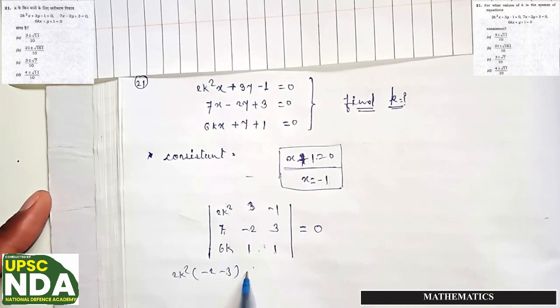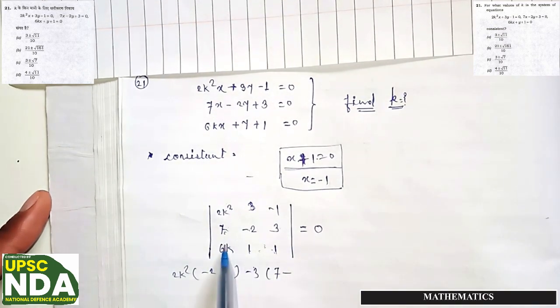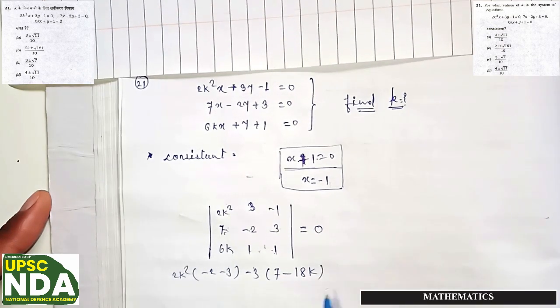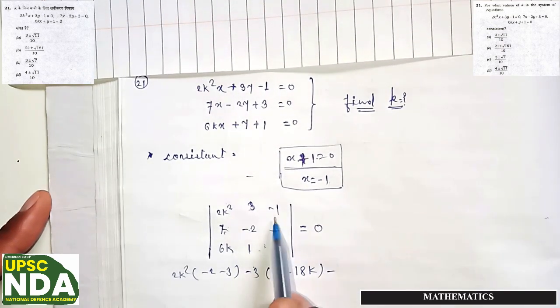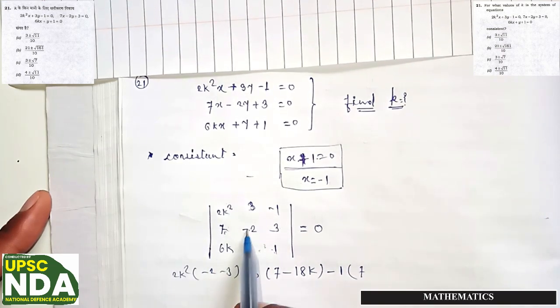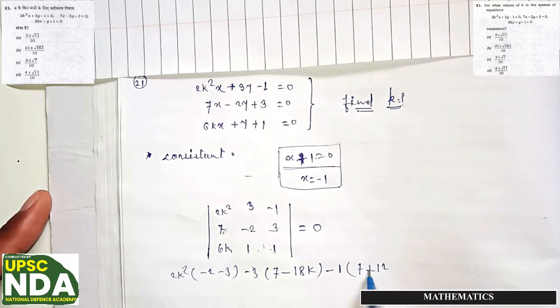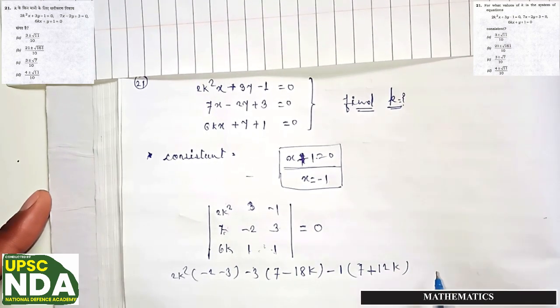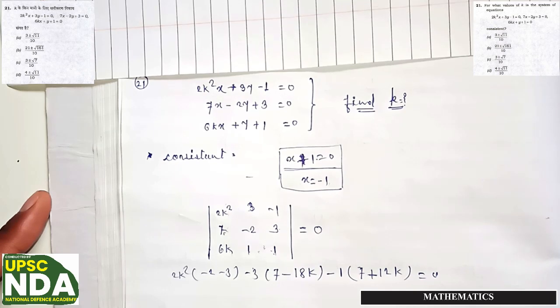Again negative 3 here. Multiply: 7 times 1 is 7, minus 6 times 3 is 18k. Again minus 1, under the bracket 7 times 1 is 7, 6 times 2 is 12k, negative negative gives positive 12k, which is equal to 0. Now we only have to solve this equation.